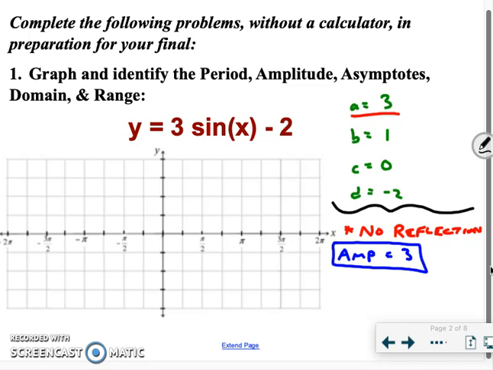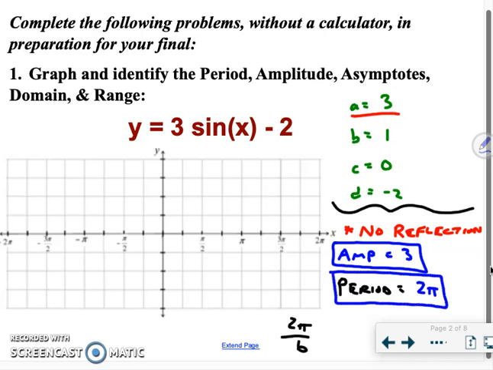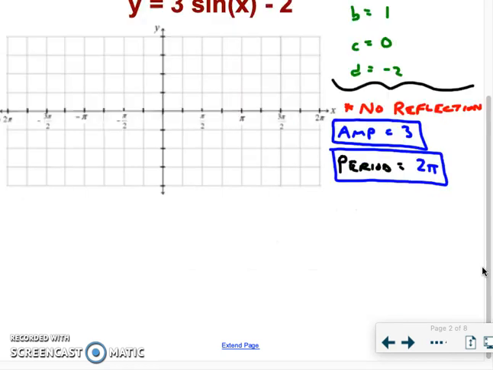Next, we're supposed to identify the period. So the period, this being a sine curve, whether it was sine, cosine, secant, or cosecant, we're going to take 2 pi divided by b. So in this case, we said that b is 1. 2 pi divided by 1 is 2 pi. So we have the amplitude, we have the period. Again, we're supposed to comment on any asymptotes or anything like that. The fact that this is a sine function, that's going to pretty much take care of the fact that we do not have any asymptotes. So asymptotes here, I'm just going to go ahead and write none.